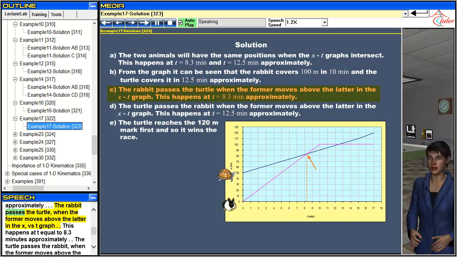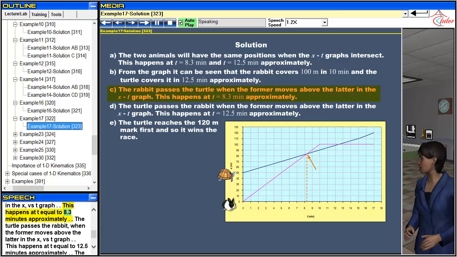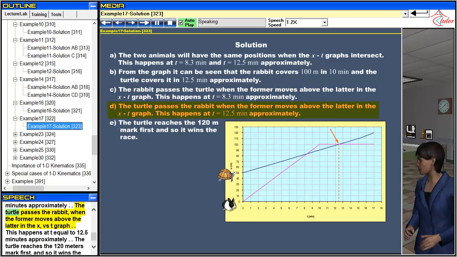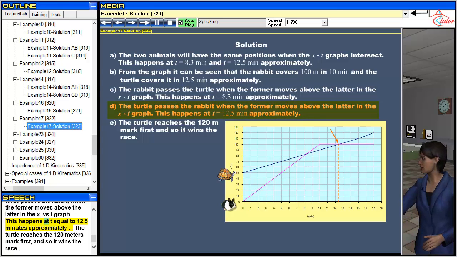The rabbit passes the turtle when the former moves above the latter in the x versus t graph. This happens at t equal to 8.3 minutes approximately. The turtle passes the rabbit when the former moves above the latter in the x versus t graph. This happens at t equal to 12.5 minutes approximately. The turtle reaches the 120 meters mark first, and so it wins the race.